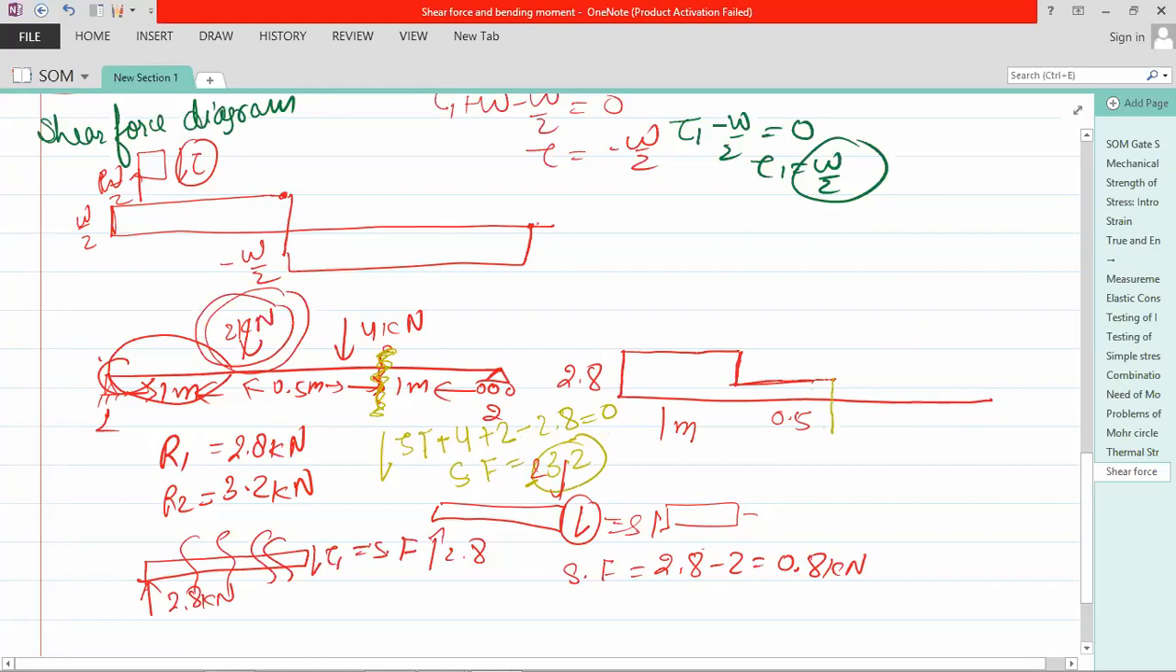Now it will come like this, minus 3.2. And again up to the next force, it will go like this. And at this point, it will again be 0. Why? Because if you calculate everything, then you will get this. So this is the shear force diagram. Anyone have any problem? Just ask, or I will go with another example.